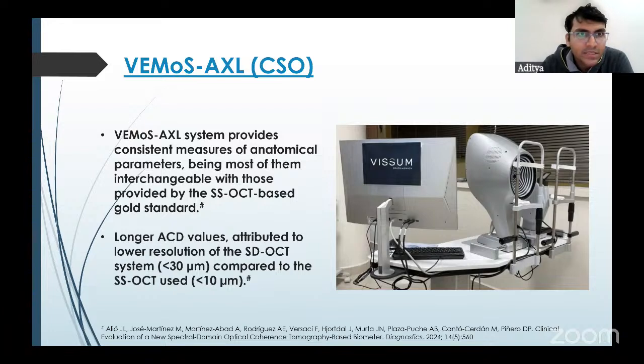Coming on to the latest, VEMOS AXL by CSO, it is based on SDOCT. So there have been studies which also state that this system provides consistent measures of anatomical parameters, most of them interchangeable with those provided by the SSOCT based gold standards. However, similar to Argos, here again longer ACD values were obtained. That was attributed to lower resolution of the SDOCT system compared to the SSOCT.